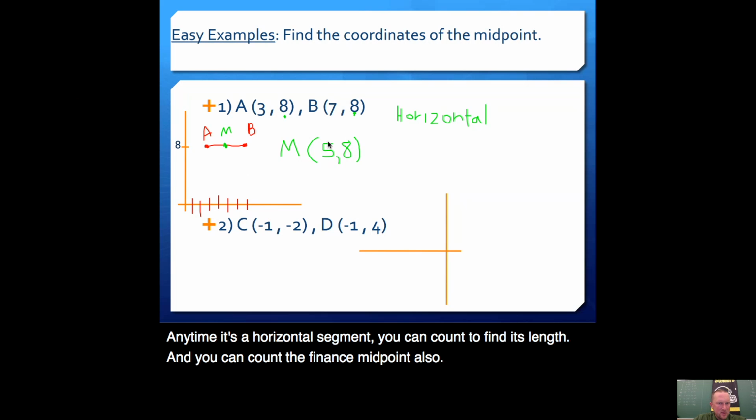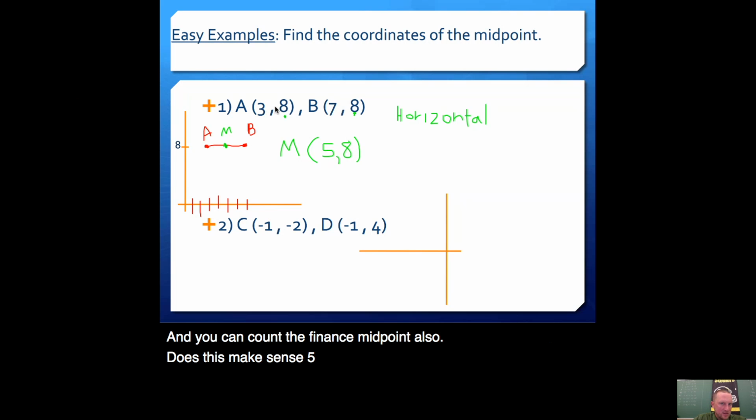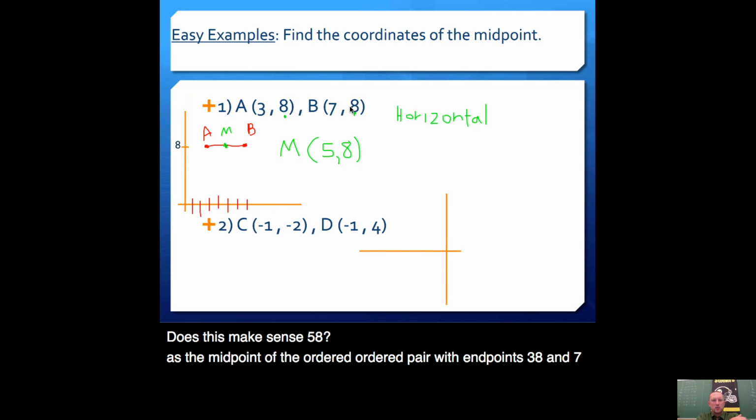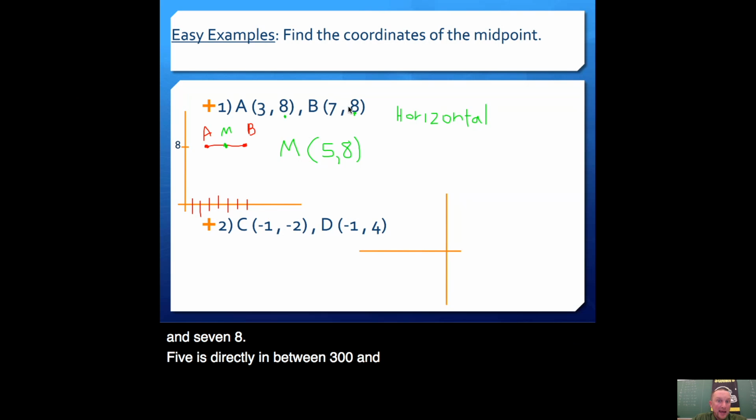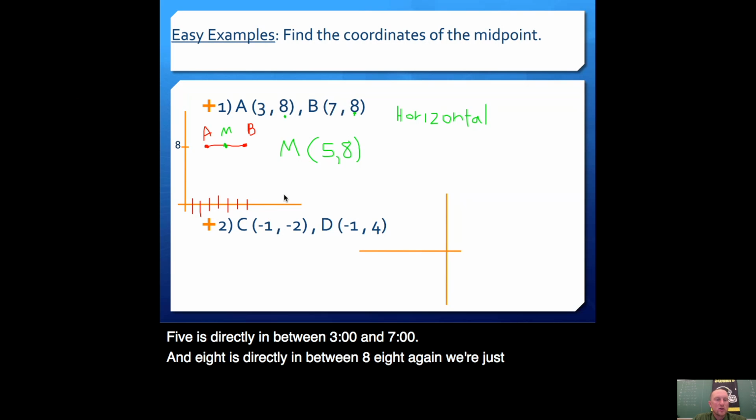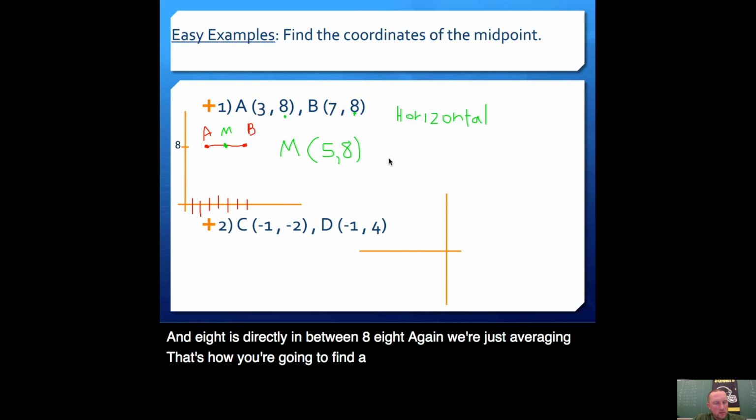Does this make sense, (5, 8), as the midpoint of the segment with endpoints (3, 8) and (7, 8)? 5 is directly in between 3 and 7, and 8 is directly in between 8 and 8. Again, we're just averaging. That's how you're going to find a midpoint as well.